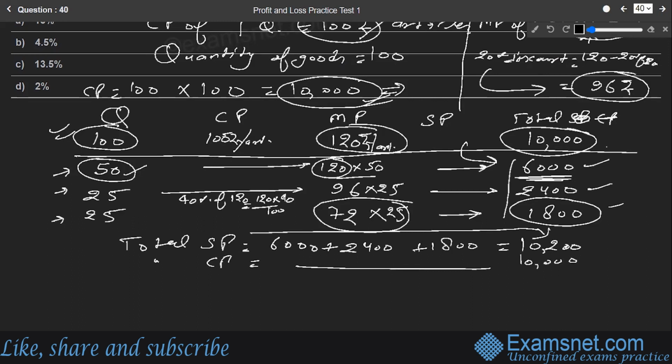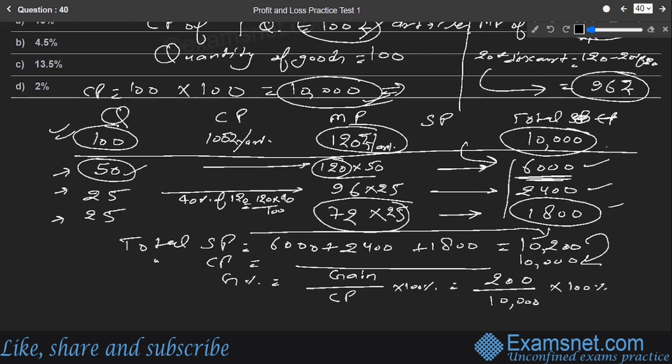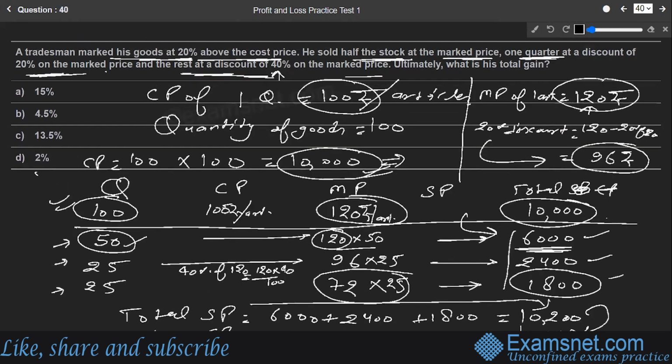We are supposed to find the gain percent. The gain percent formula is gain divided by cost price into 100%. We know the gain is selling price minus cost price. So the difference of 10,200 minus 10,000 is 200, divided by the cost price of 10,000, into 100%. If you solve this further, we can cut down the zeros and we reach the final value of 2% gain. So the gain percent in the overall deal is 2%, which is available in option D, and that is the right answer only.